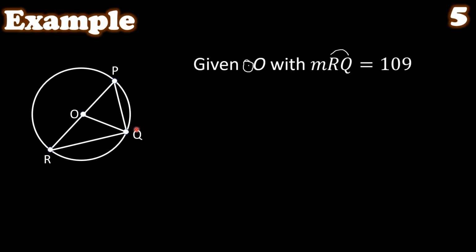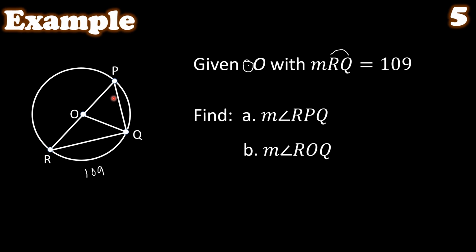Let us have some examples. Given circle O with arc RQ equal to 109, find the measure of angle RPQ, the measure of angle ROQ, the measure of angle PRQ. Also, the measure of angle PQR. Let us start with letter A.